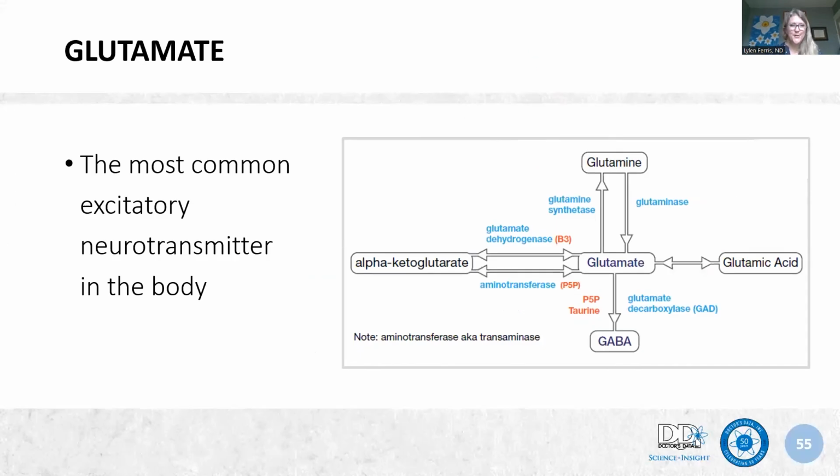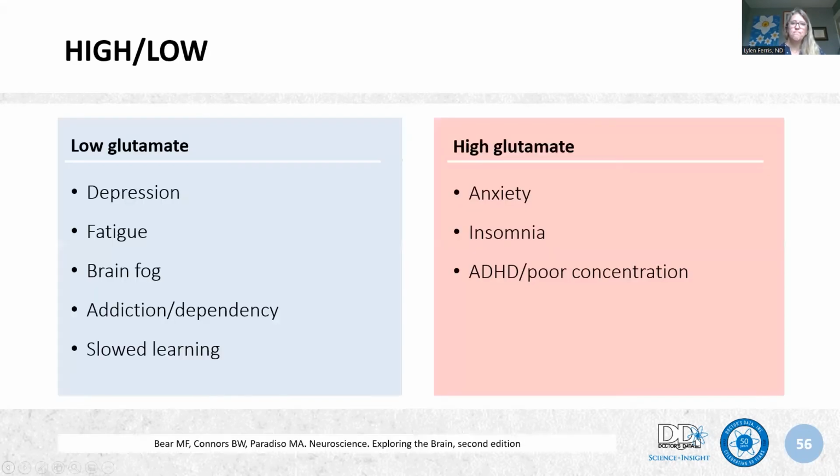All right, back to the neurotransmitters. Moving on to glutamate, which is the most abundant excitatory neurotransmitter in the body. It's molecularly similar to GABA, which you can see here, but the two have opposing neurological effects. So that's always been very interesting to me.